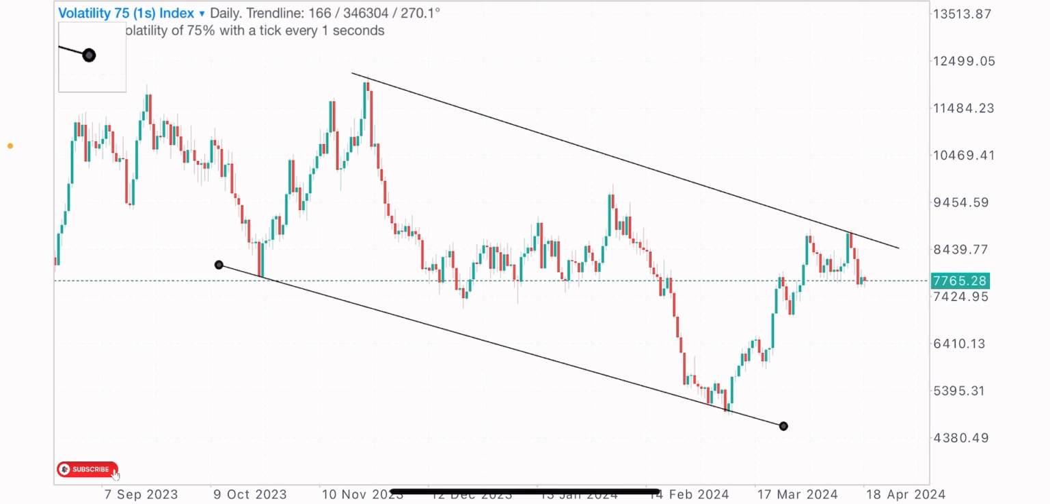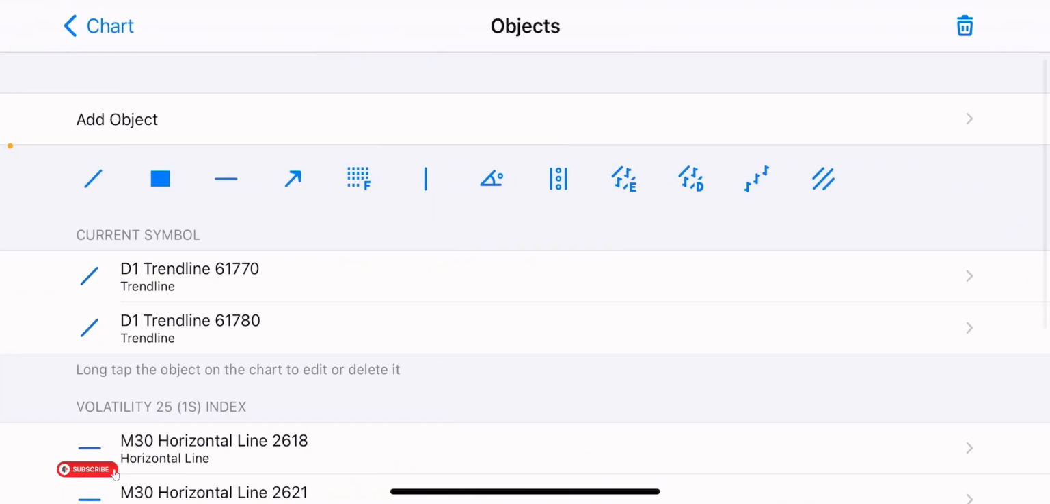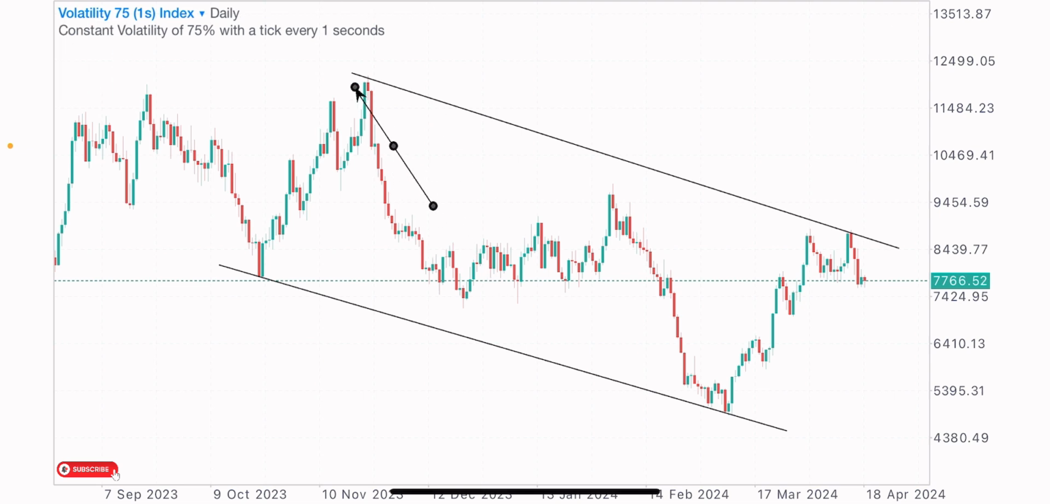And we can see that the market gave two tests of these levels. First test here and second test. So this is a confirmed trend resistance level. First test here, second test here. So this is a confirmed trend support level. On trend lines, the higher levels are called trend resistance levels, while the lower levels are called trend support levels.